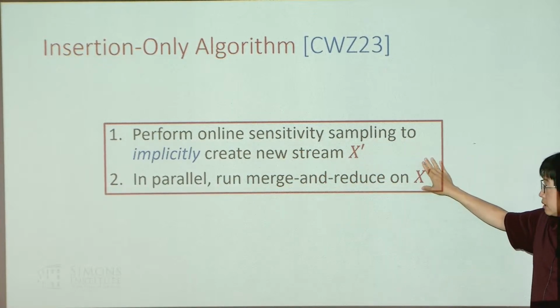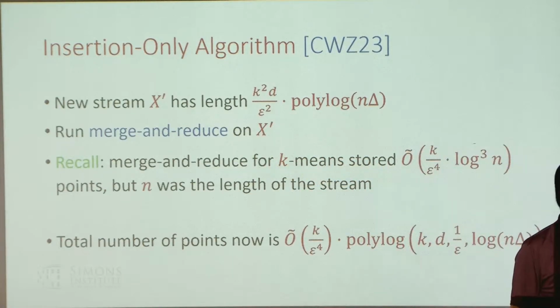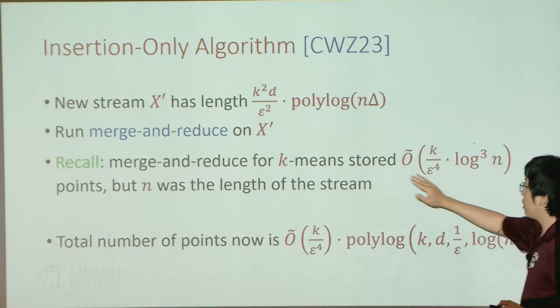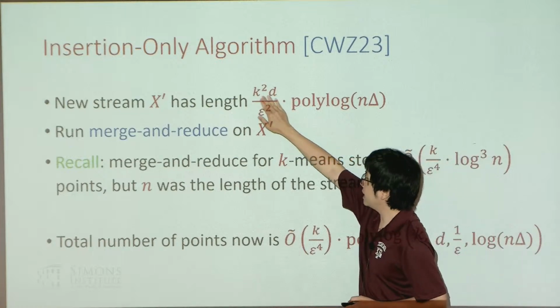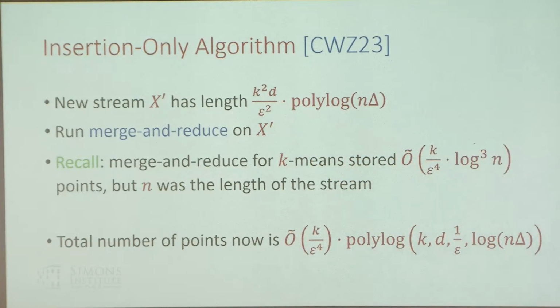Now, what's the point of this? The point of this is that merge and reduce previously incurred a logarithmic dependency on the length of the stream because of the binary tree. And now the length of our stream, x prime, is much shorter, right? Because it's like k squared d over epsilon squared due to the sensitivity sampling.